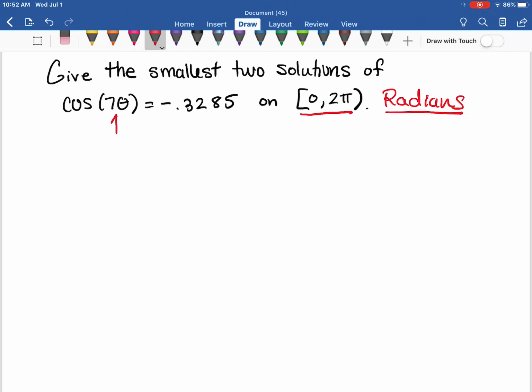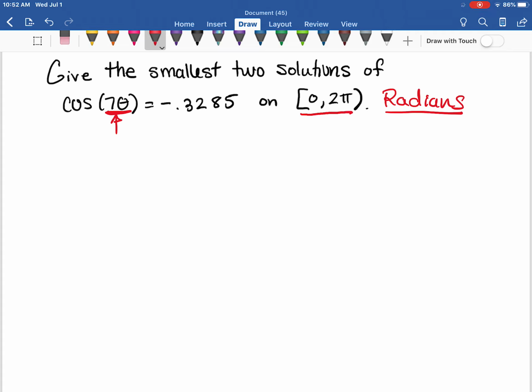So what we're looking for is what would I plug in to cosine so that I would get out negative 0.3285. Once I figure out what that would be, then I would divide by 7. So, for example, if I know I'm going to plug in, let's say 21 degrees, I'm just making something up. If I plug in cosine of 21 degrees and I get out the answer that I'm looking for, then I know theta would have to be 3, because 7 times 3 would give me 21. So I want to just figure out what would I plug in as a whole to get out negative 0.3285, and then whatever that is, I would divide by 7 to solve for theta.